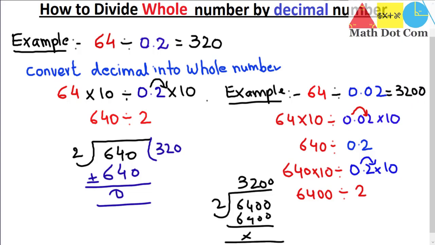So the game is all about how many multiples of 10 you have to multiply by the decimal number as well as the whole number to get whole numbers. So that's all from today's lecture.